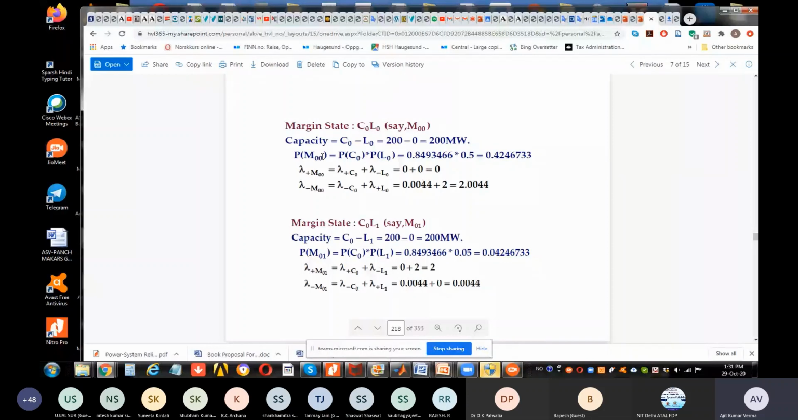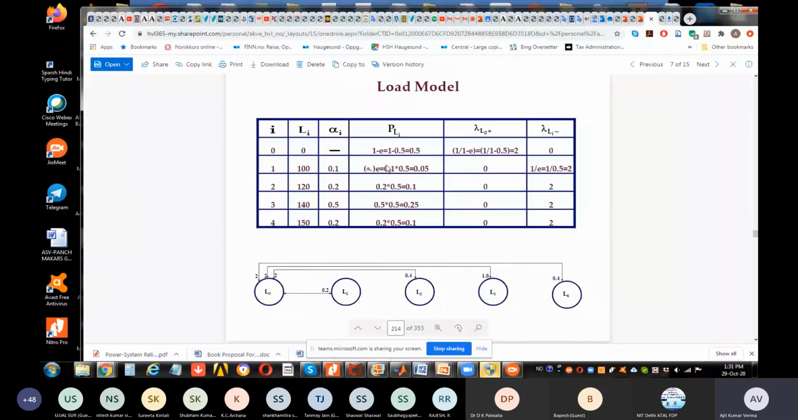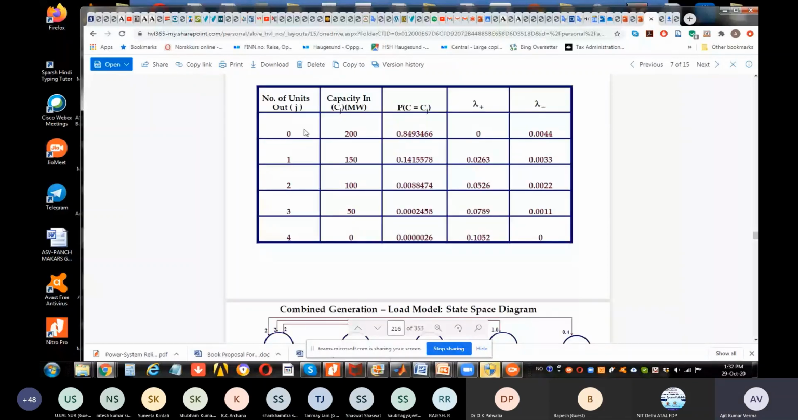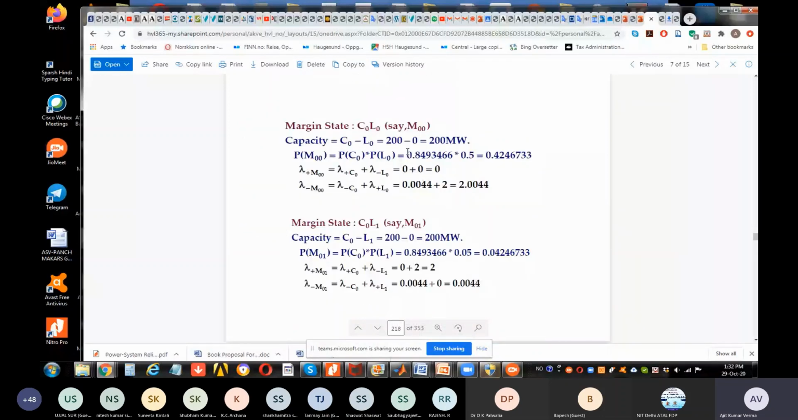So the probability of getting this, the probabilities get multiplied. Although the margin means difference, the probabilities get multiplied. So probability of getting 200 megawatt multiplied by the probability of getting the low load, that's 0.5. You see, probability is 0.5. And C0, what is the probability? C0, number of units out, 0. So probability is 0.8493466. So probability of being in a capacity state where 0 units are out multiplied by the load probability. So you get this probability of this margin state 0, 0.